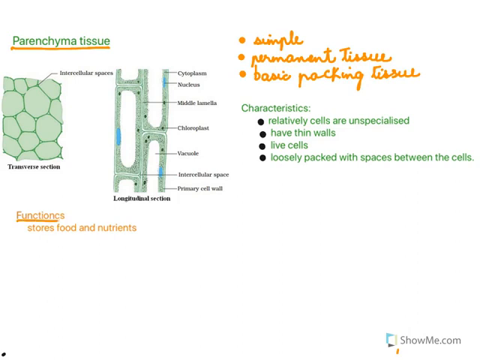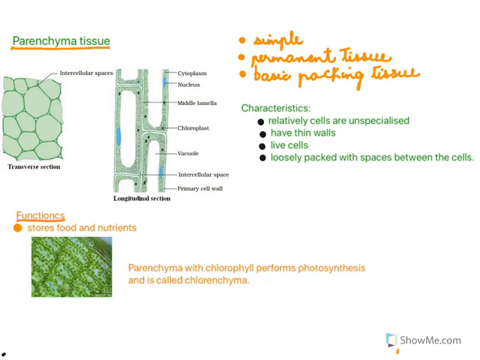Now, for the functions of the parenchyma, one main function is that it stores food and nutrients in the different parts of the plant, maybe the root, the stem. Here is a picture of a green parenchyma. This is a parenchyma that contains chlorophyll, and because it contains chlorophyll, it can perform photosynthesis. So parenchyma with chlorophyll performs photosynthesis and is called chlorenchyma.